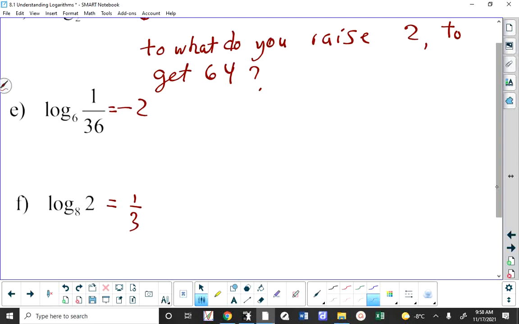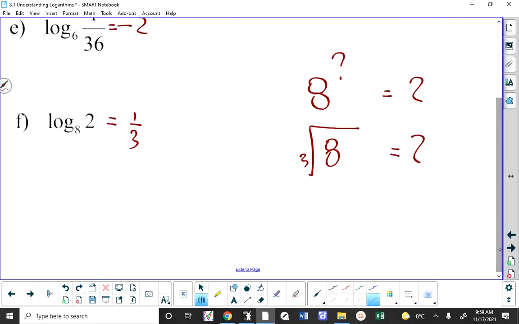Okay, so guess and check. But it was an intelligent guess and check, right? You knew the number 3 had to be involved because 2 cubed is 8, but you knew it was a fraction. If you wanted to, what you could do is say, what power do I raise 8 to get 2? Well, you notice that the cube root of 8 is 2, and that means 8 to a power of 1/3 is 2. Did anybody think of it that way?